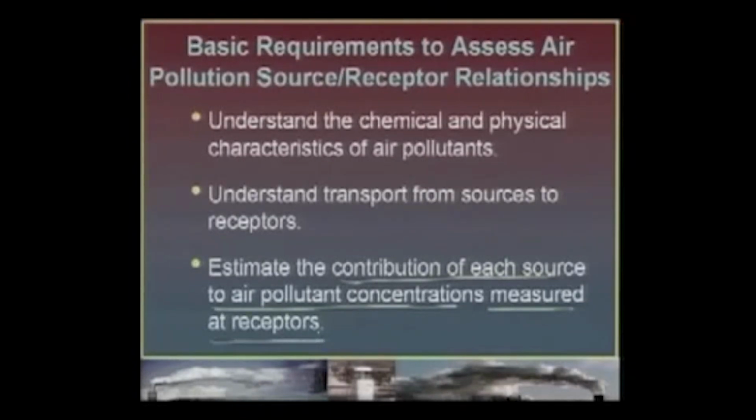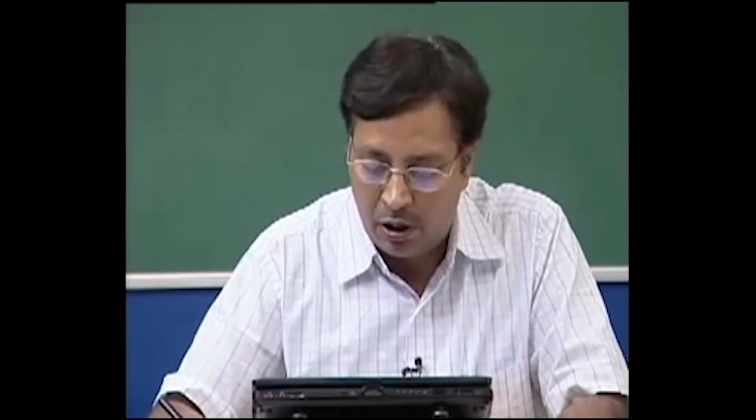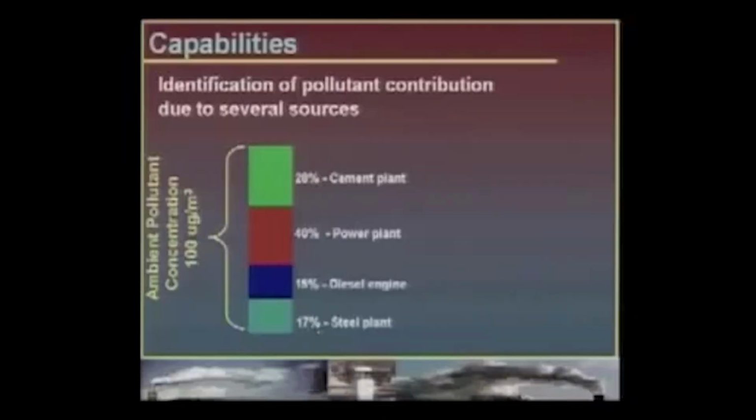If we can answer this key question, again I repeat, the contribution of each source to the air pollution concentration measured at the receptor, then I have very good information and I can plan and design my air pollution control systems. To elaborate further, suppose you know the sources and the source contributions to the ambient air quality. Then it can immensely help pollution control planning. This is what you ideally like to know.